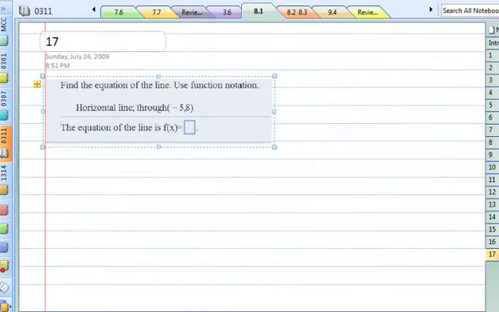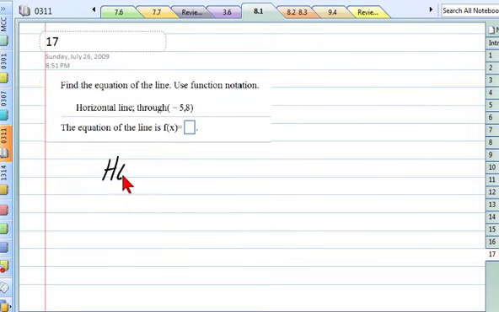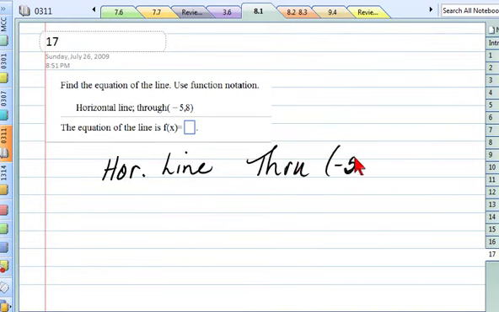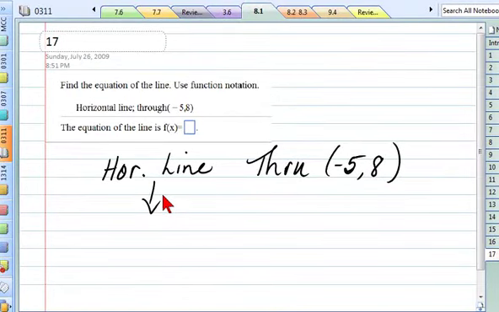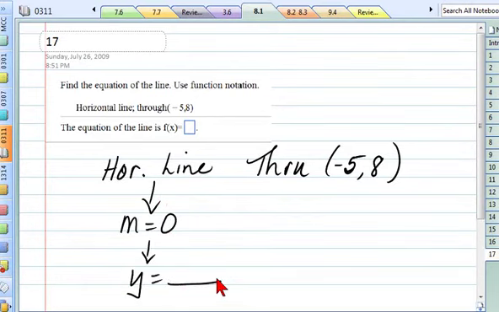All right. 17. I think it's going to be back to an easier problem. It said, find the equation of the line, use function notation. We are told that we have a horizontal line and it goes through -5, 8. Okay. Horizontal line. The slope is 0. It is of the form y equals something.